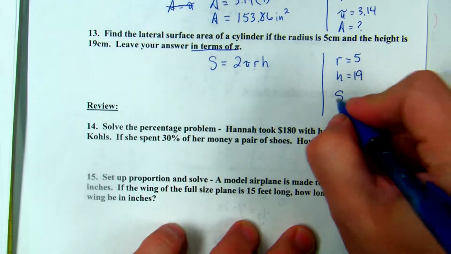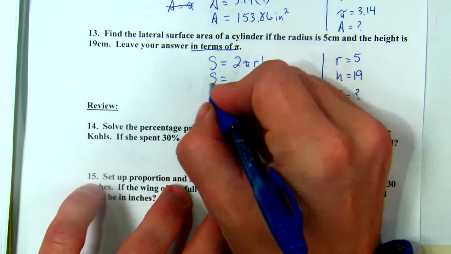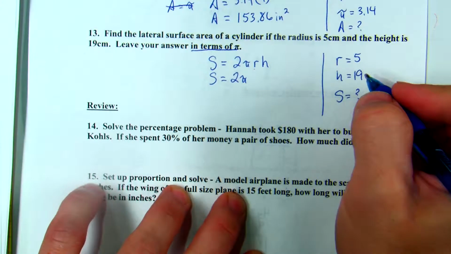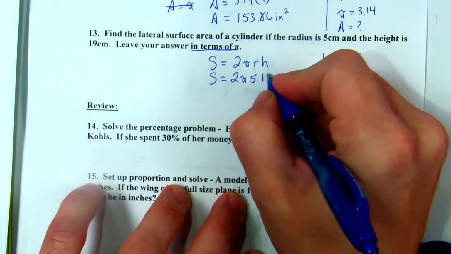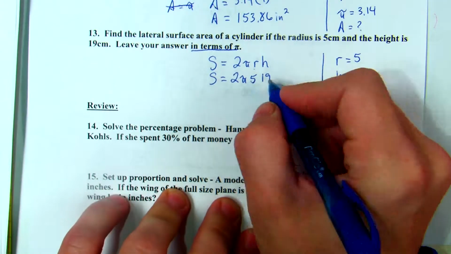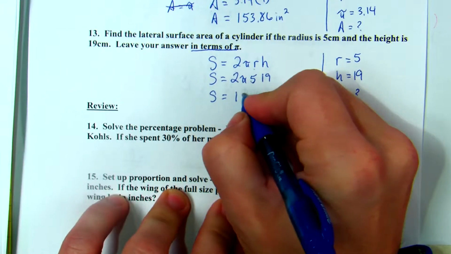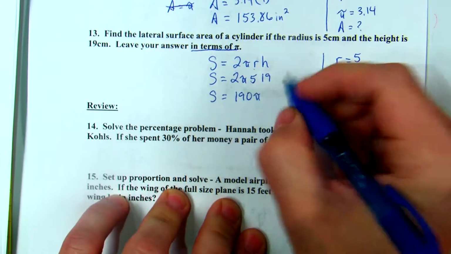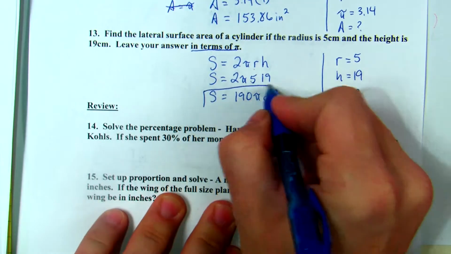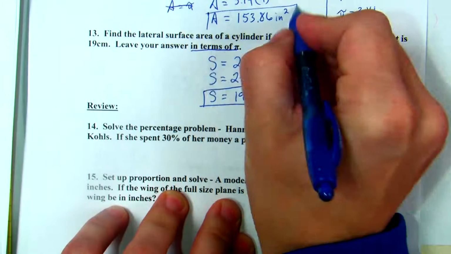We want to know what the surface area is. Alright, so we will say surface area is equal to 2 pi, pi stays as pi, r is 5, and h is 19. 2 times 5 is 10. 10 times 19 will be 190. So surface area should be equal to 190 pi. And this is in centimeters squared. So that is your answer there. I didn't box in my answer at the top here.